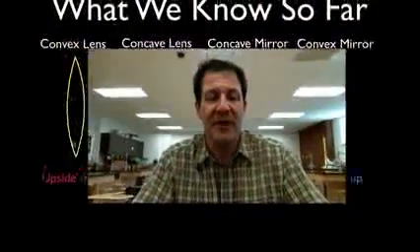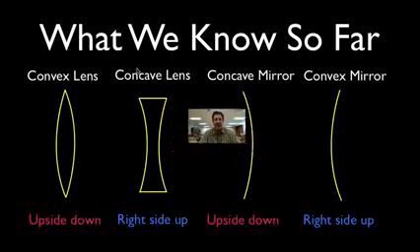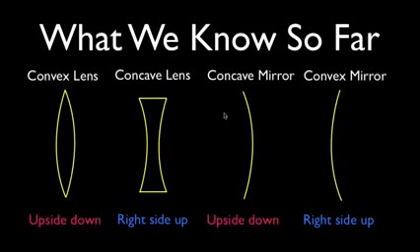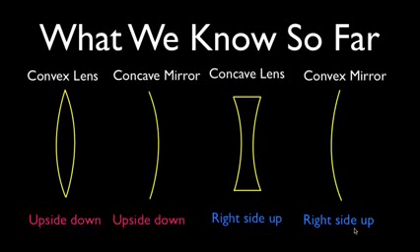Okay, so let's go through and see if we can figure that out. We're going to just summarize what we've seen so far. Convex lens, image upside down. Concave lens, image right side up. Concave mirror, image upside down, and then the convex mirror, the image was right side up. So what is the same about these and what is different about them that causes those images to appear that way? We'll look at these two first. Hopefully something is similar about these two that causes the image to be upside down, and what's the same about these two that causes the image to be right side up, and how is this pair different from this pair?